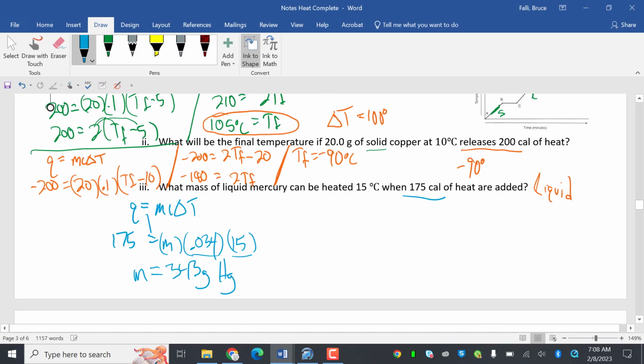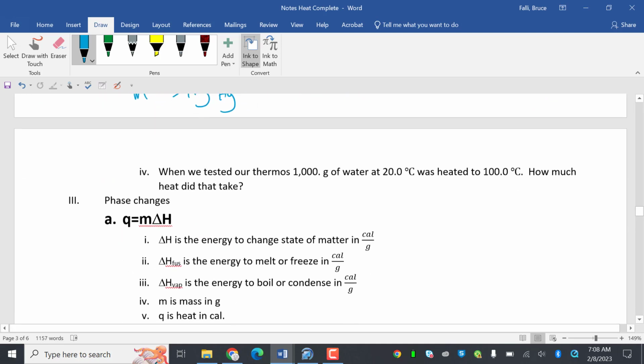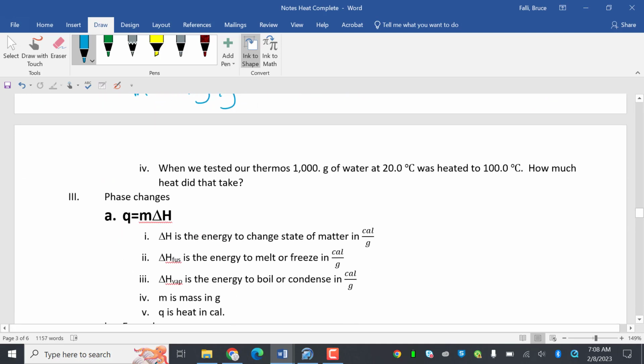Oops. Let's let that settle in. Okay, so what do we do here? We drop in our equation, we know what these are, and run with that.